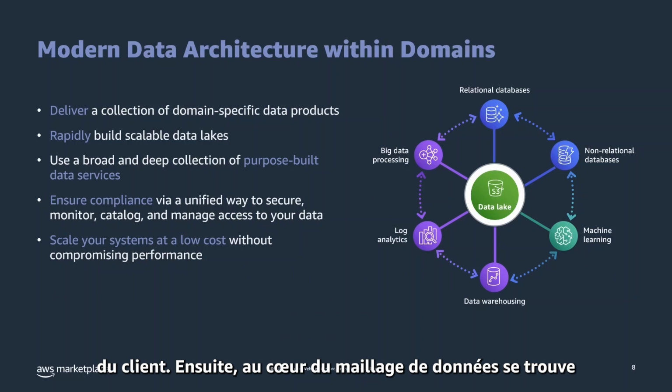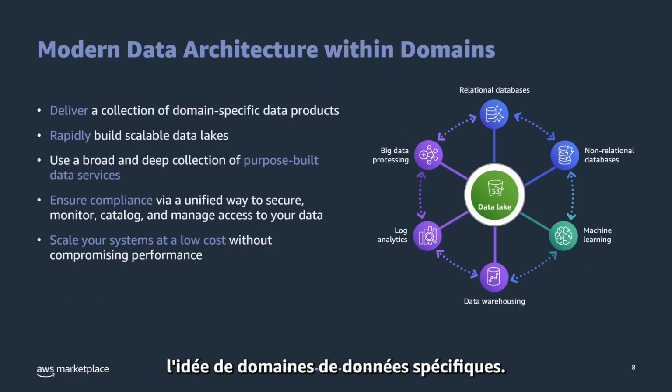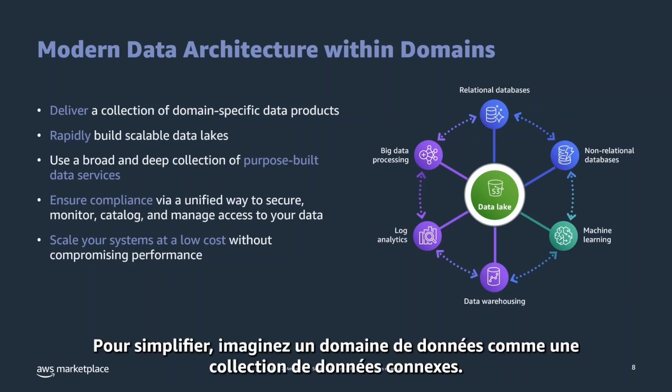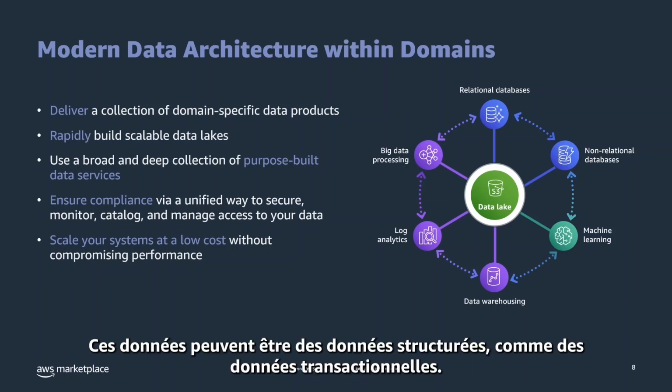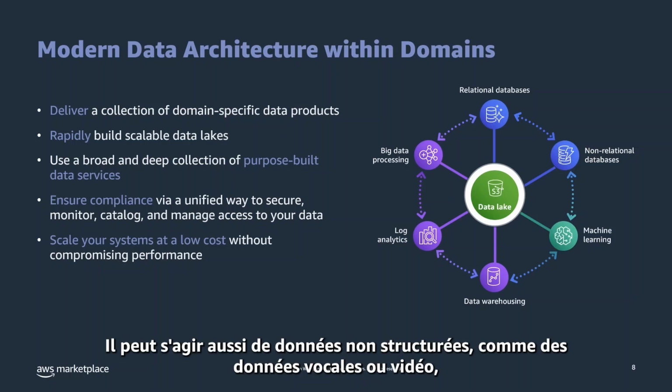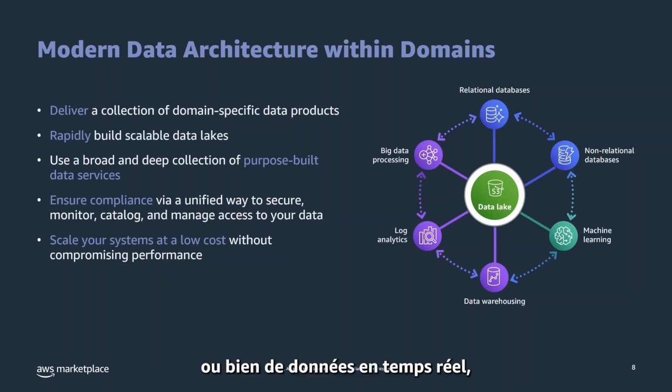Next, core to the data mesh is the idea of specific data domains. For simplicity's sake, think of a data domain as a collection of related data. This data could be structured data, such as transactional data. It could be unstructured data, like voice or video data. It could be real-time streaming data, like what you might get from weblogs.